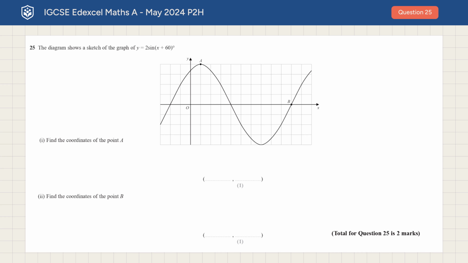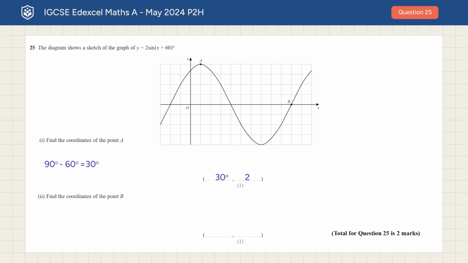In a standard sine wave, the first peak occurs at 90 degrees, 1. To find point A on our new graph, we apply our transformations. We shift the x-coordinate 60 degrees to the left. 90 minus 60 equals 30. We apply the vertical stretch to the y-coordinate. 1 times 2 equals 2. So the coordinates of point A are 30 degrees, 2.